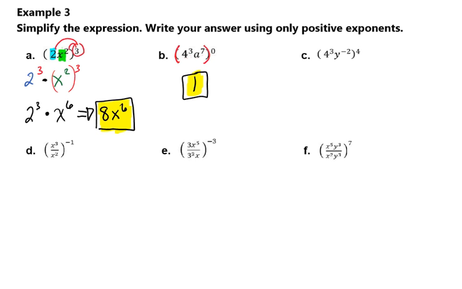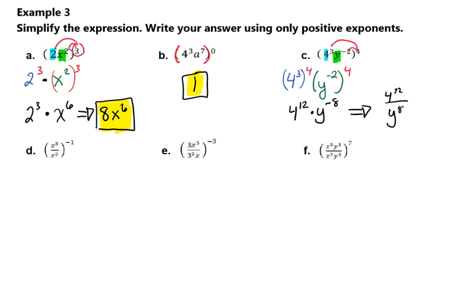For letter C, again we have 2 different bases, which were 4 and y, so we're going to distribute our fourth power, which is going to give us a 4 to the third raised to the fourth, and a y to the negative 2 raised to the fourth. From there, we'll have a 4 to the 12th times a y to the negative 8th, and because we want this written only in positive exponents, we know that our y to the negative 8 must move down to our denominator. So that's going to give us a 4 to the 12th over y to the 8th.